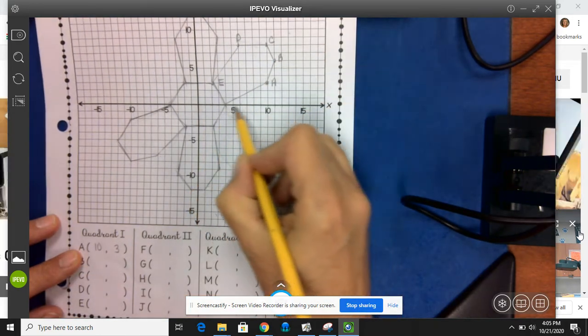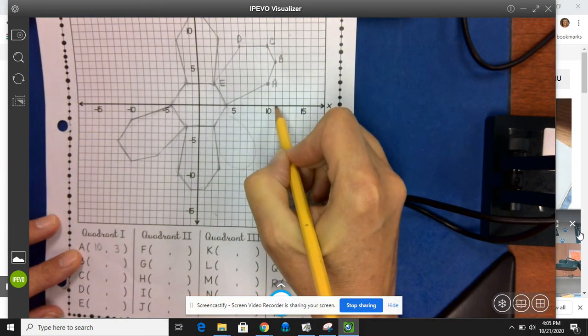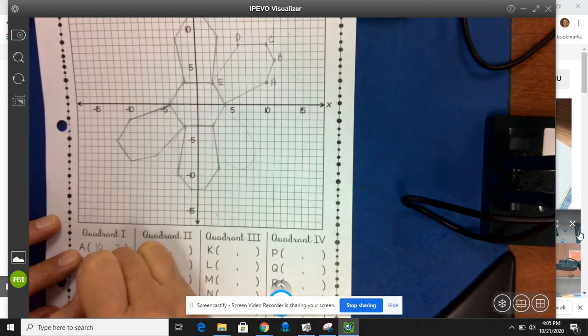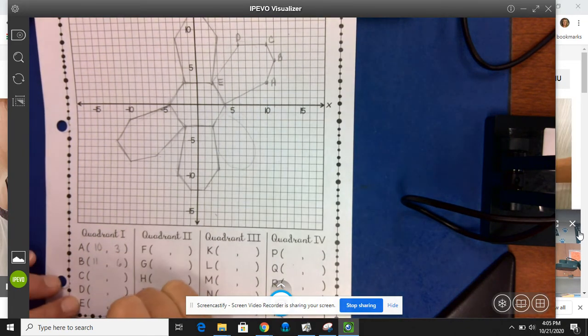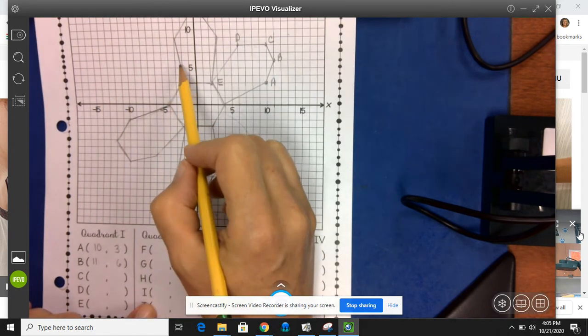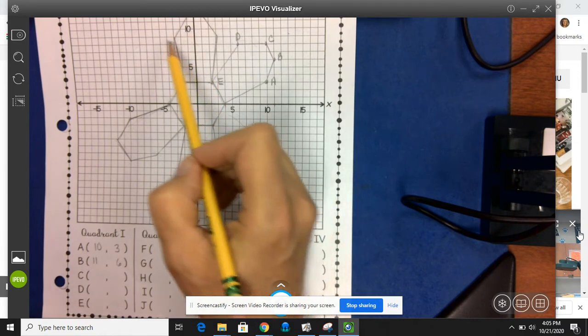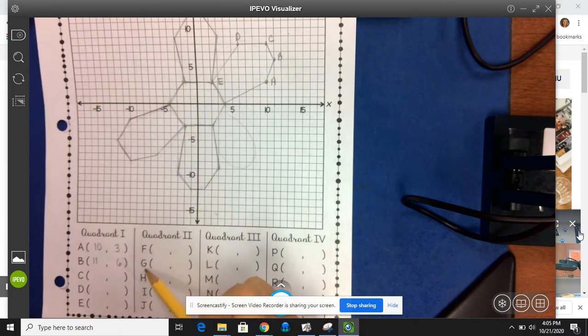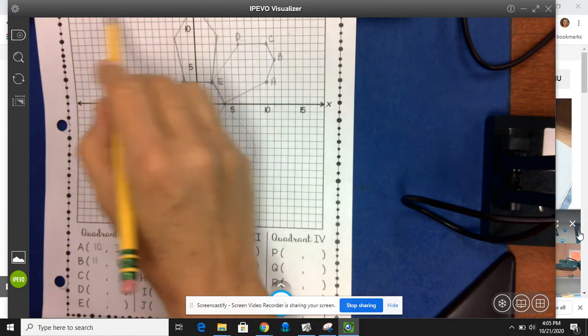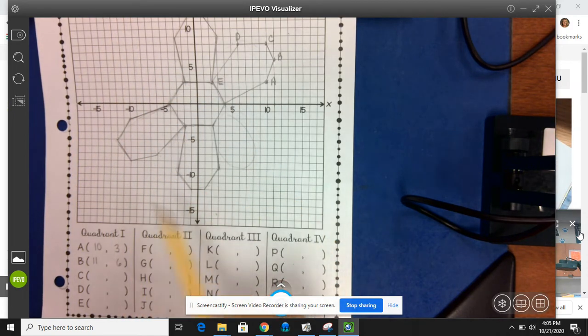B would be, I'd go over to my X, 11, and go up to 1, 2, 3, 4, 5, 6. This would be 11, 6. I only need to label 5 of them. Then I would do the same for quadrant 2. So 2 is over here. Once I finish my drawing, I would label F, G, H, I, J in the second quadrant. The third, I would label K, L, M, N, O, and so on.